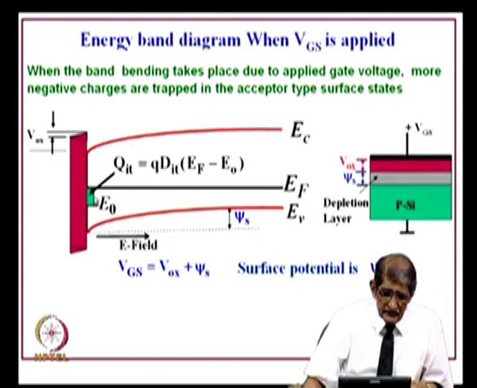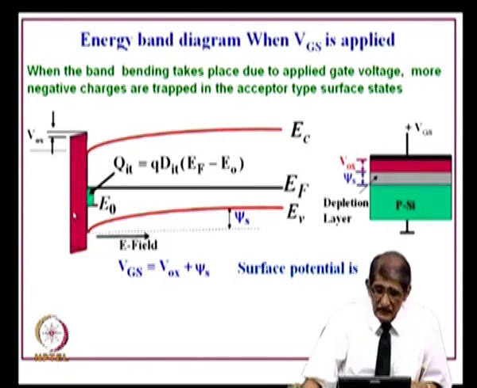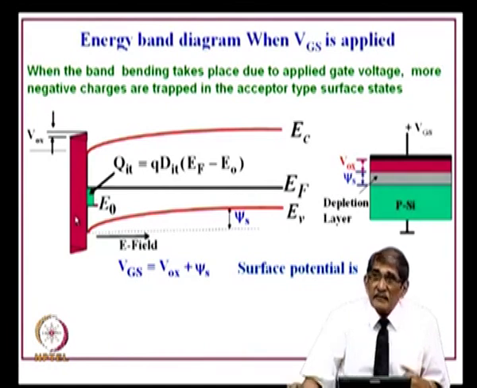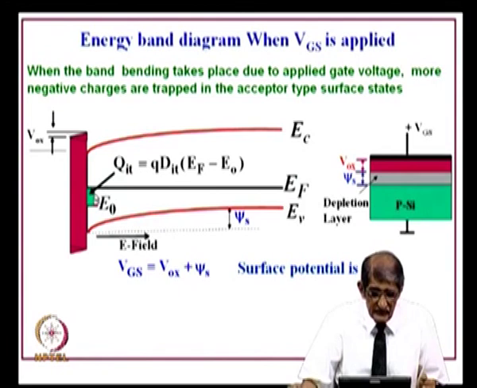So, how much charge in this interface state density is present depends upon how much is the distance between EF and E naught. How much is the distance between these two, it depends upon how much is this EF and how much is this psi of s, the total thing.